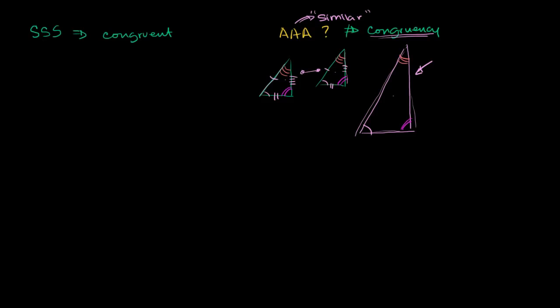What about side, angle, side? So let's try this out. Side, angle, side. Let's start off with a triangle that looks like this. I have my blue side, I have my pink side, and I have my magenta side. And let's say that I have another triangle that has this blue side. It has the same length as that blue side. So that length and that length are going to be the same.